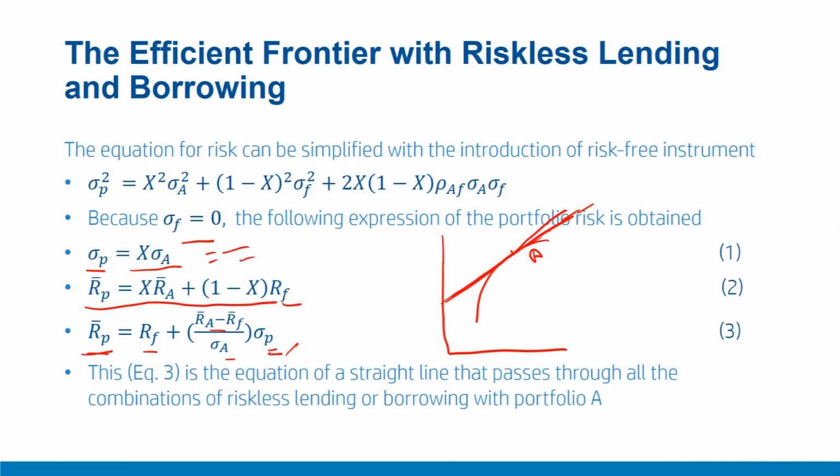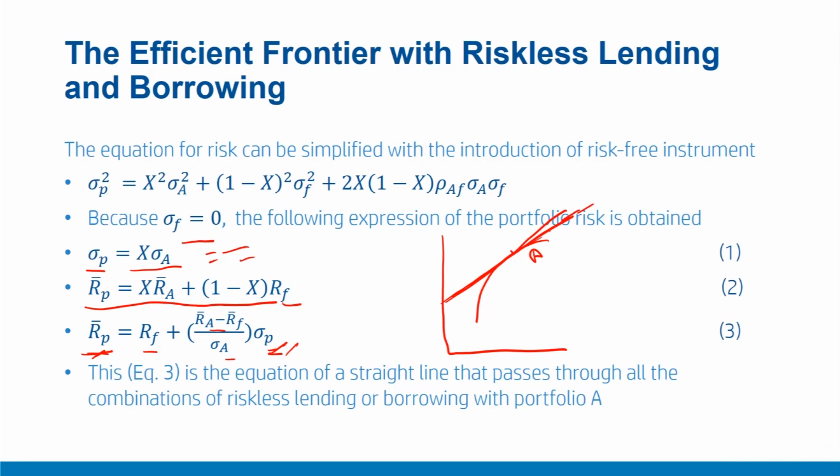To summarize, in this video, we saw that the introduction of a risk-free instrument, where risk-free lending and borrowing can be done at the same rate, considerably simplifies the analysis of the efficient frontier, and we obtain a very simple expression of the relationship between expected return RP bar and risk of the portfolio.